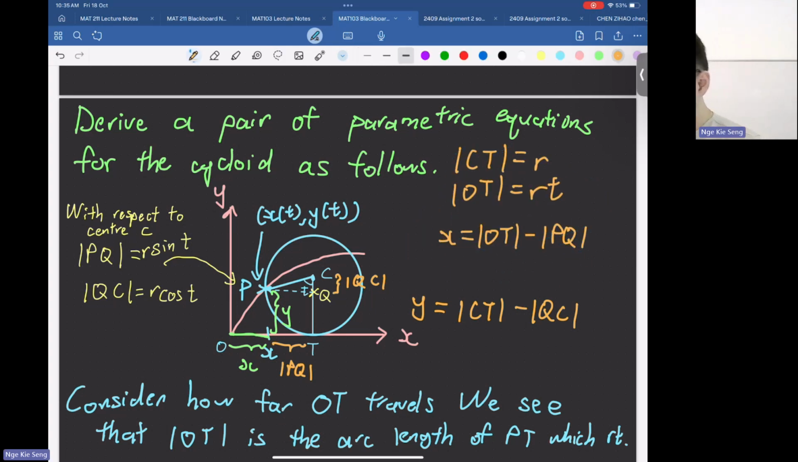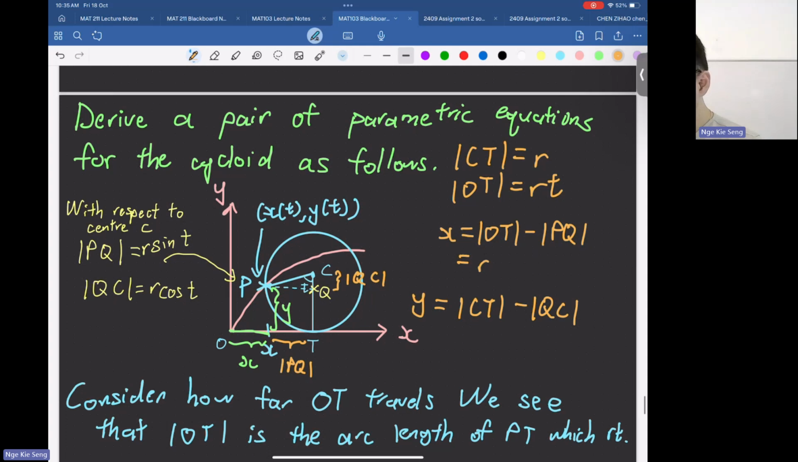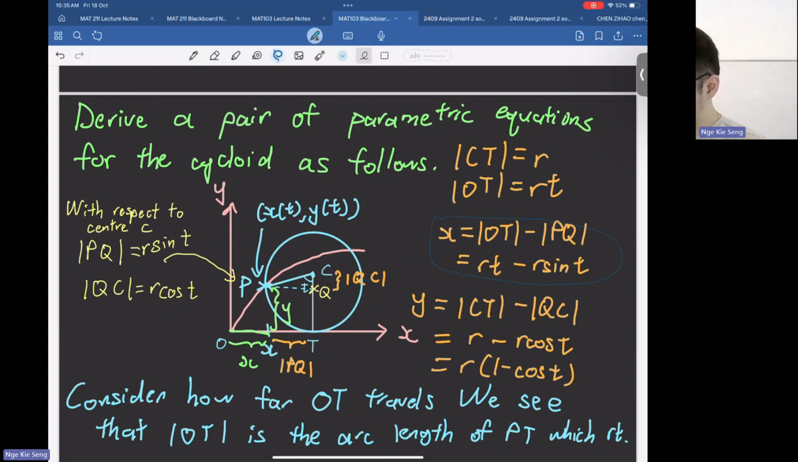So OT minus PQ is what? OT is RT minus PQ, which is R sin T. And then CT is what? R minus QC, R cos T. Okay, so we have derived a parametric equation based on T and depending on R. Correct or not? Does it depend on R?